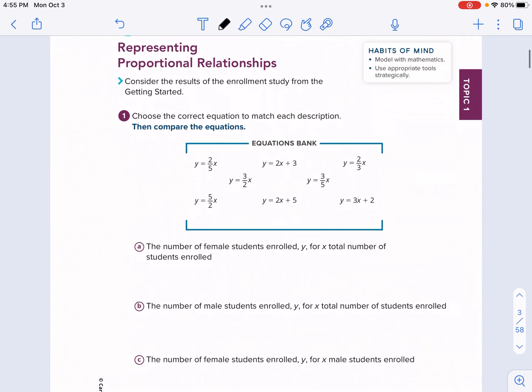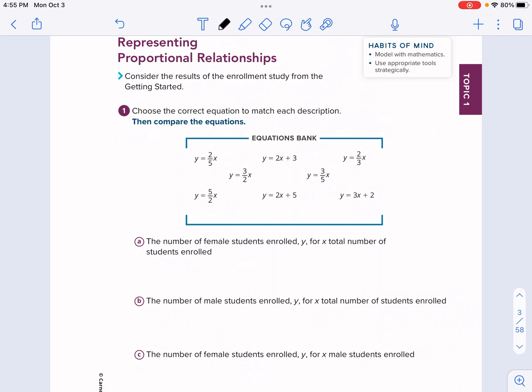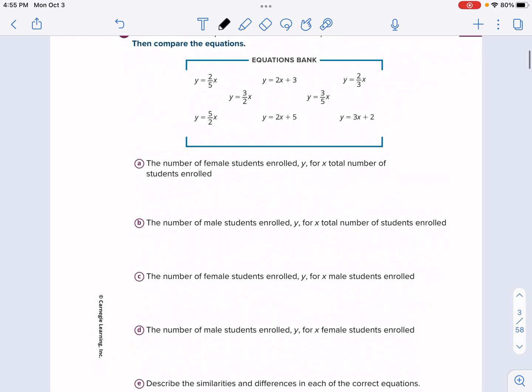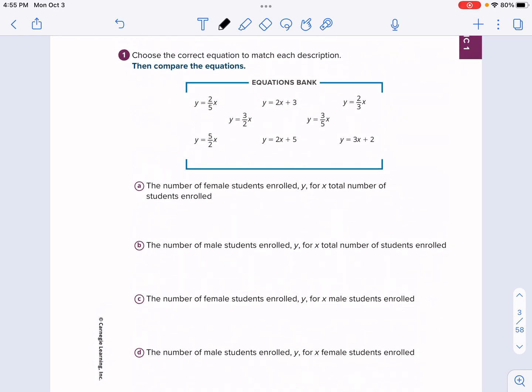So activity 1. Representing proportional relationships. So we have these equations and represented using fractions or just numbers in place of variables. So it says choose the correct equation to match each description, and then we're going to compare some equations on the next page. So A, the number of female students enrolled, that's represented by Y, and we'll put in red the total number of students, and that's represented by X.